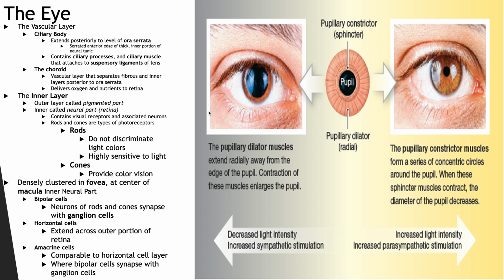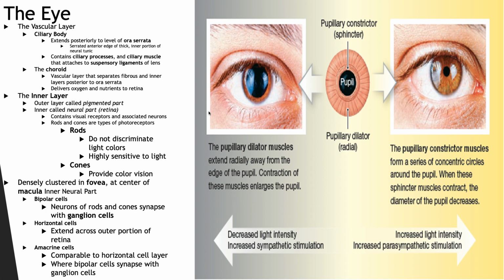The choroid is a vascular layer that separates the fibrous layer and the inner layer posterior to the ora serrata. The choroid is covered by the sclera and attached to the outermost layer of the retina. An extensive capillary network in the choroid delivers oxygen and nutrients to the retina. The choroid also contains melanocytes, which are especially numerous near the sclera.